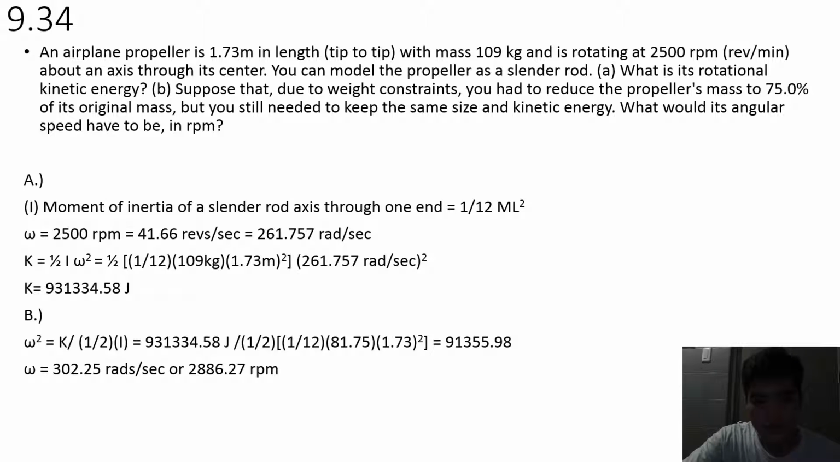91,355.98. We need to take the square root of this to get the angular velocity. The angular velocity is 302.25 rads per second or 2,886.27 rpm.